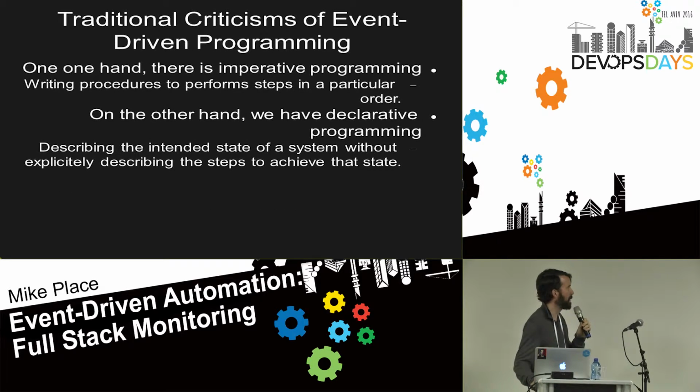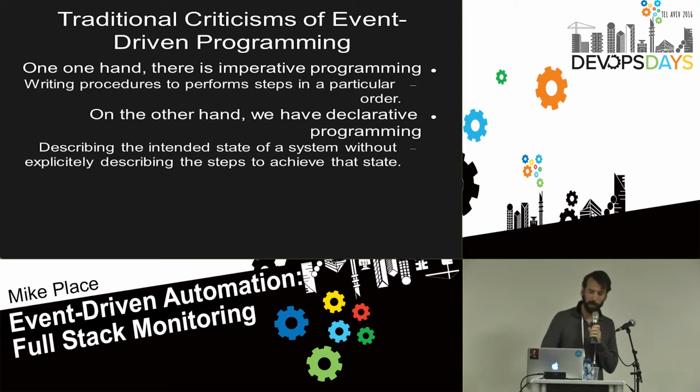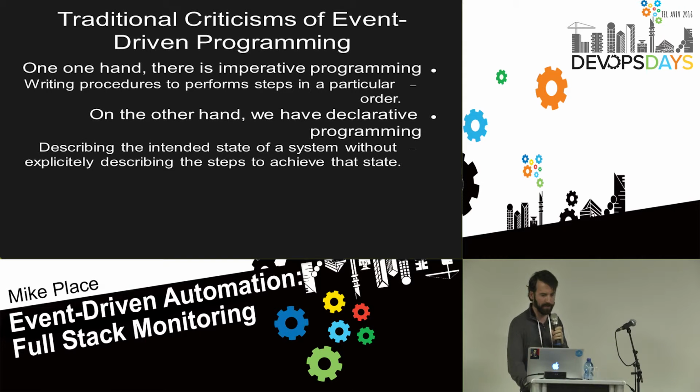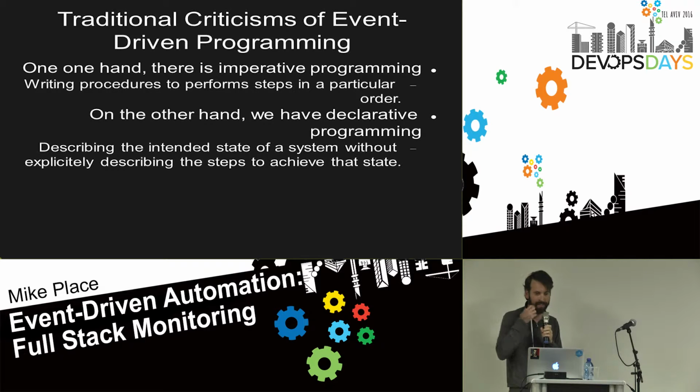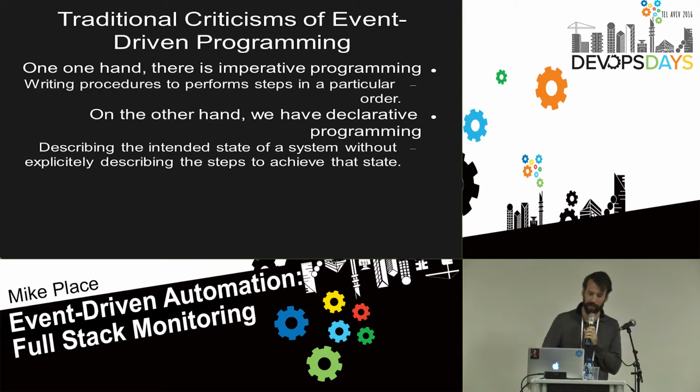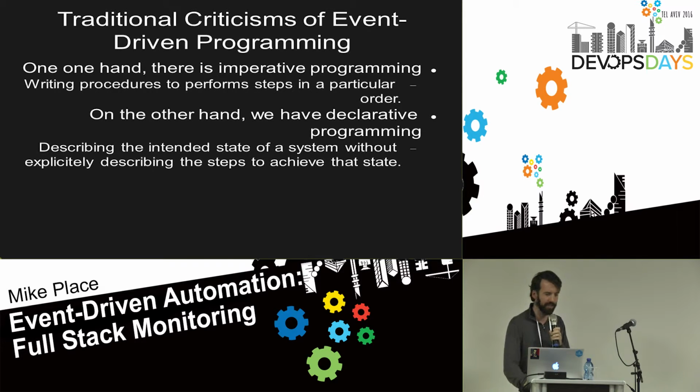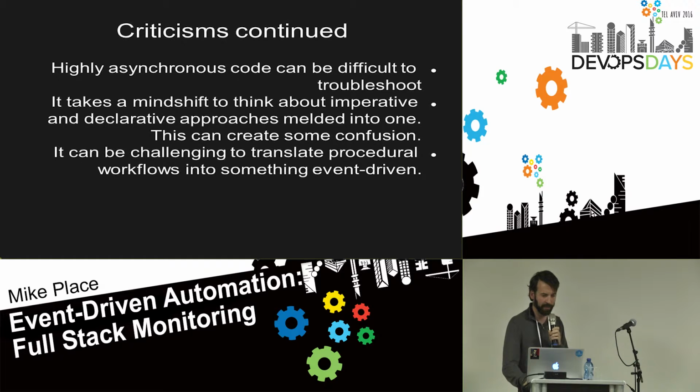Now, I think it's important to be honest and talk about the criticisms of event-driven programming, of which there are many, all right? One is that writing procedures to perform steps in a particular order is not always easy. This is at the imperative side of things. On the other side, we have declarative, right? We're describing the intended state of a system without explicitly describing the steps to achieve that state. That's the declarative approach. Highly asynchronous code can be difficult to troubleshoot.